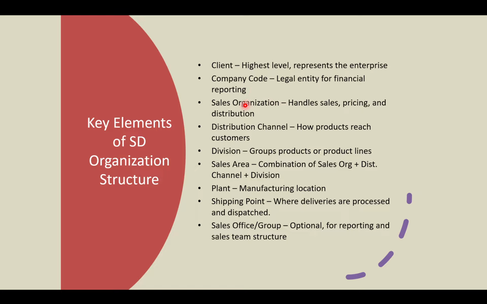And our SD architecture starts from here, sales organization. This sales organization is the highest org unit from the SD point of view. It is responsible for the sales and distribution of goods and services, so how sales will happen and pricing will be taken, all those things. So this sales organization is the highest level.